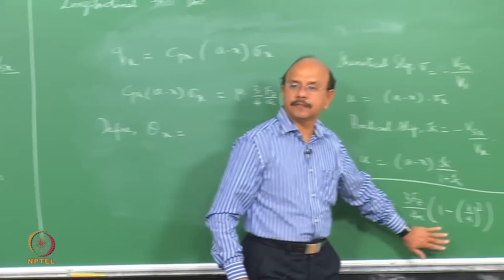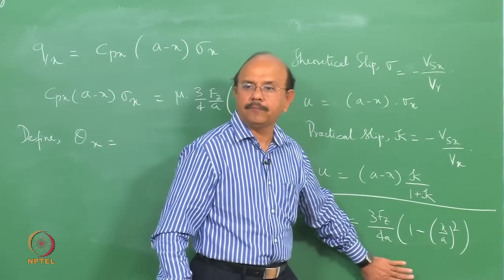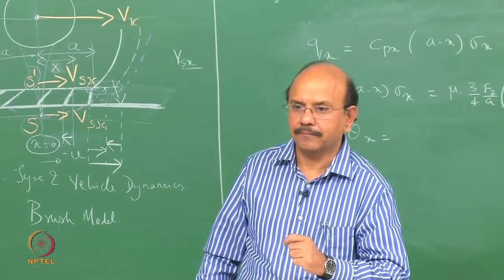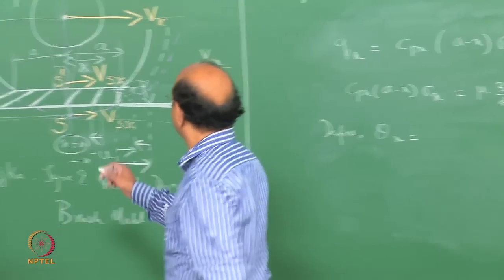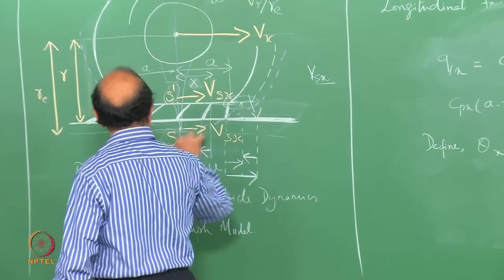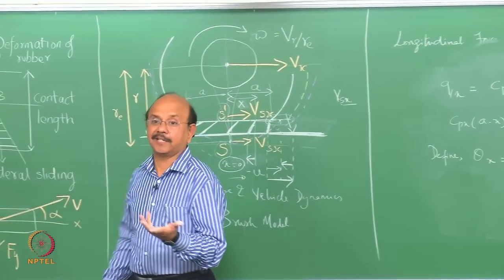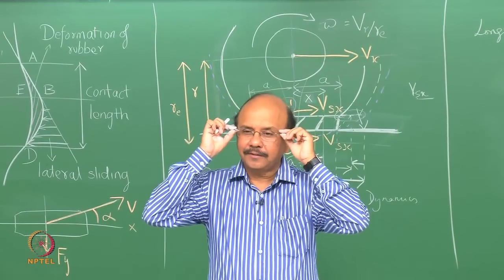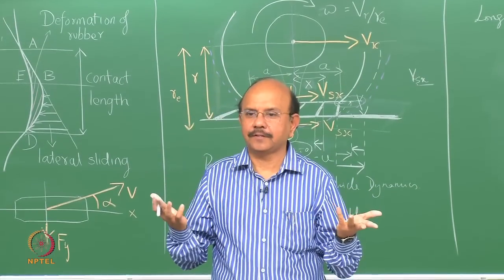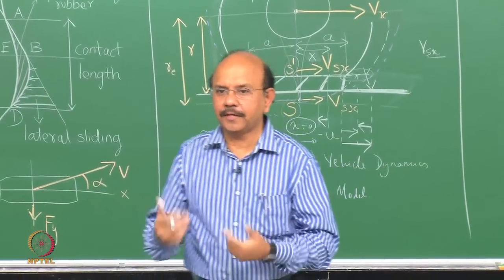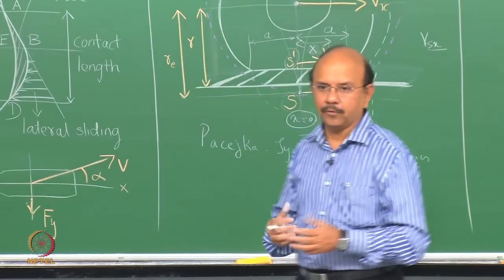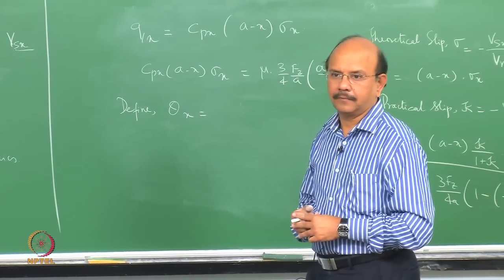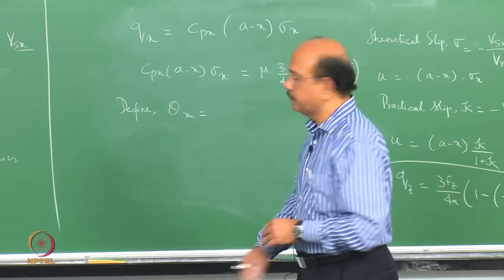This is the assumption I make as to how contact pressure is distributed, right? So the contact pressure is like this. Why? Basically because when I integrate this expression from minus a to plus a, I should get FZ. I would get back this expression. Clear? So that's the expression.